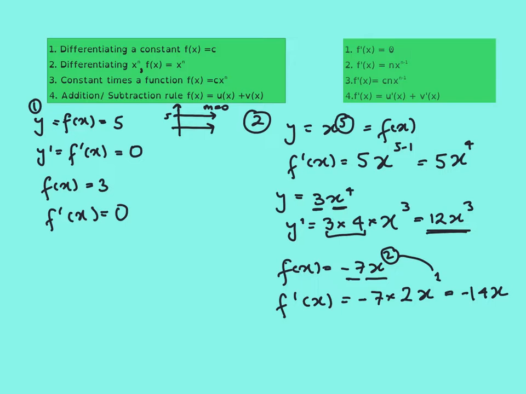So now let's have a look at the addition and subtraction rule by doing more examples. So let's have a look at this one. y is equal to x to the power of 2 plus 3x to the power of 4. So y dash is equal to... What we're going to do here is use the rules that we have already seen and just apply them at each term. So we differentiate term by term.